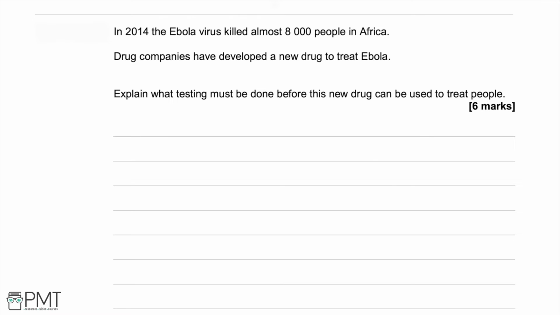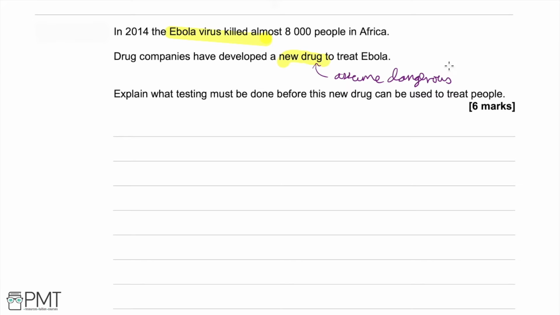In 2014, the Ebola virus killed almost 8,000 people in Africa. Drug companies have developed a new drug to treat Ebola. Now, since we're dealing with a new drug, we have to assume that it could be dangerous and it may not work. Therefore, before it is implemented, we need to carry out several tests.